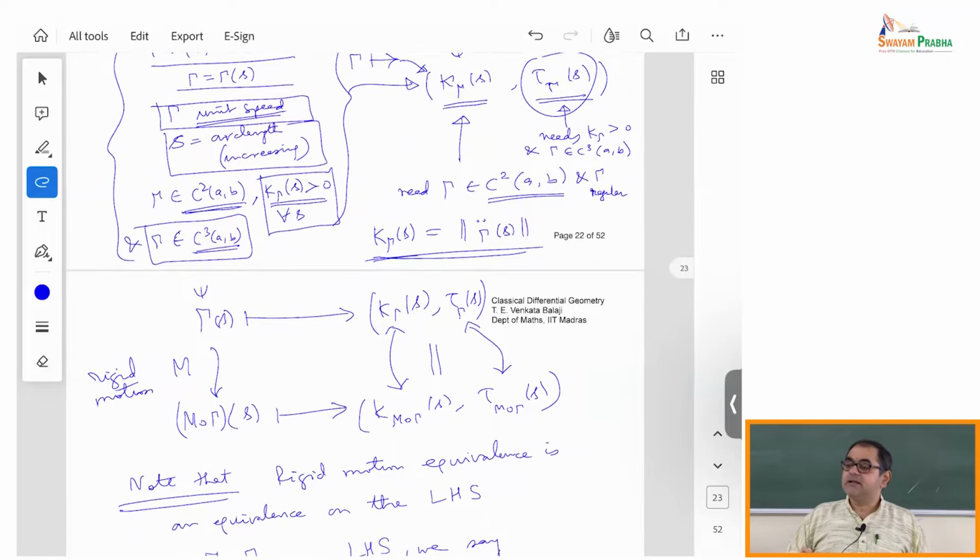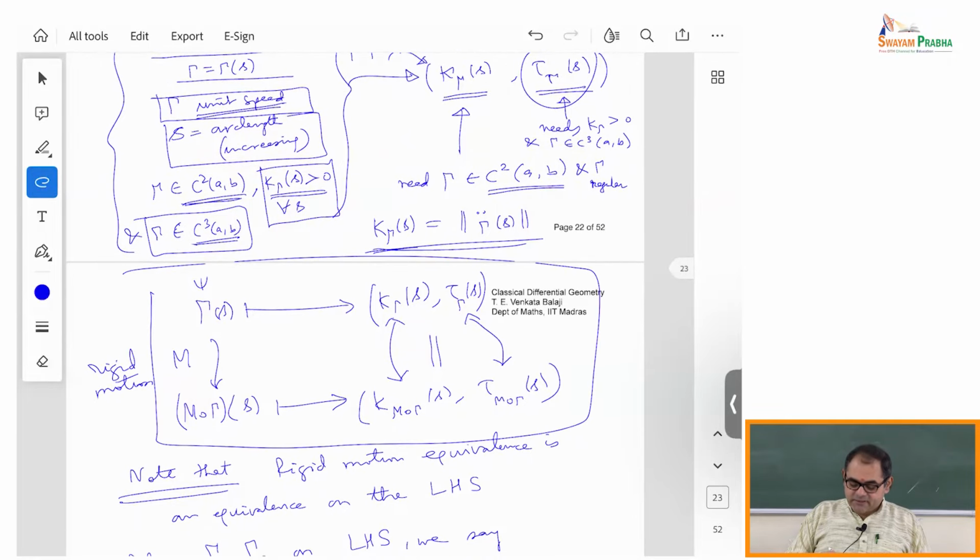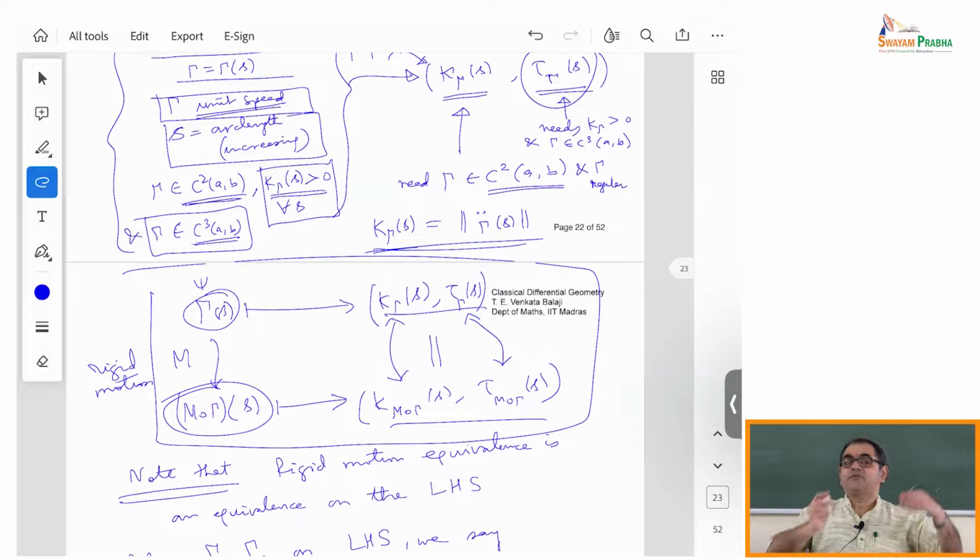This fact is telling you that whether you take a curve or whether you take anything in its equivalence class, what you get on the right side is the same. That means you have a map actually from the rigid motion equivalence classes of curves to the right side. Okay. And the classification theorem is that this map is bijective. Basically, the rigid motion equivalence classes are completely controlled by the curvature and the torsion.